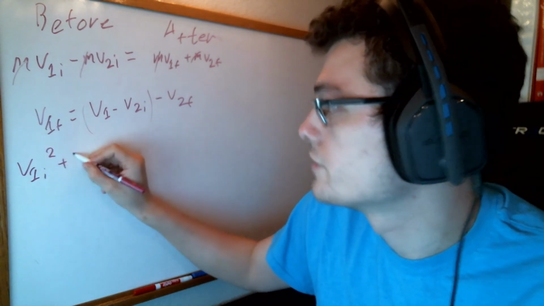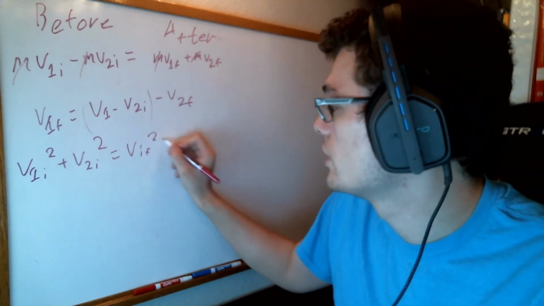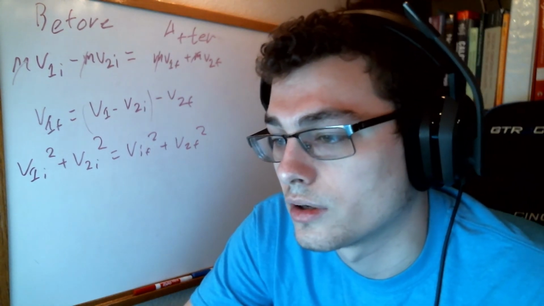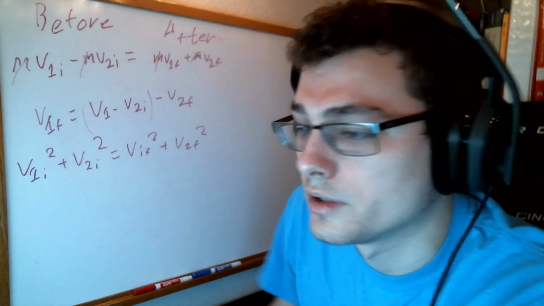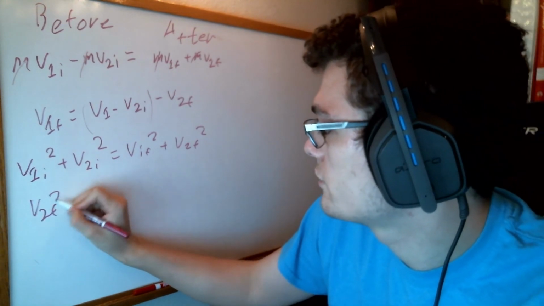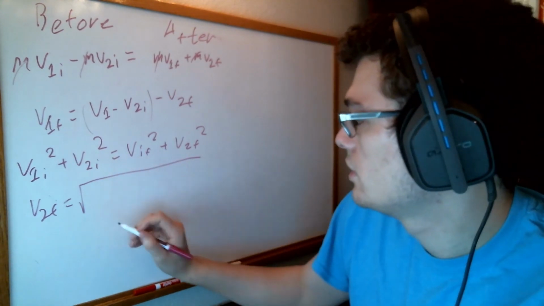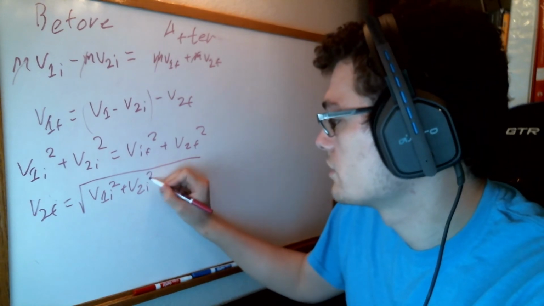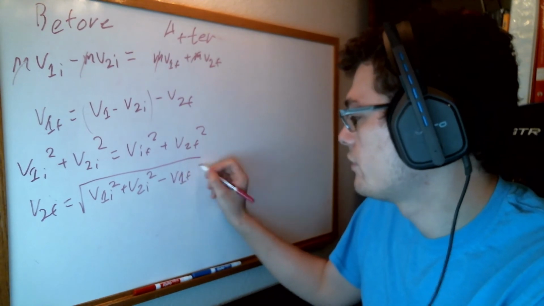So then we're going to have V1I squared plus V2I squared equals V1F squared plus V2F squared. And since they're squared, they're all going to be positive. So then we can solve for V2F. And so what we can do is we can solve here. And so then V2F, we're going to get rid of the squared, we're just going to leave it like that, is equal to the square root of V1I squared plus V2I squared minus V1F squared.